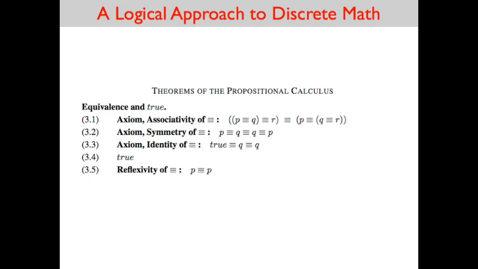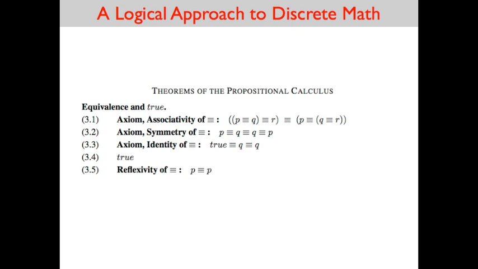Okay. Now here's another axiom: symmetry. What does this say? P equals Q equals Q equals P. So that's symmetry, right? And then this next one is axiom, identity of equivalence, and it's true equals Q equals Q, right?